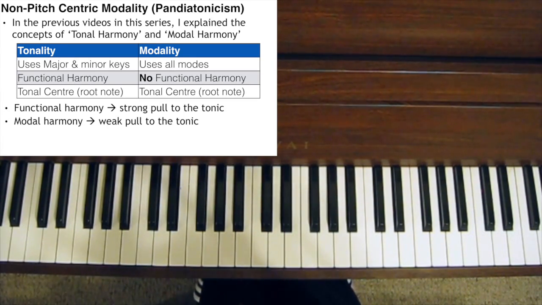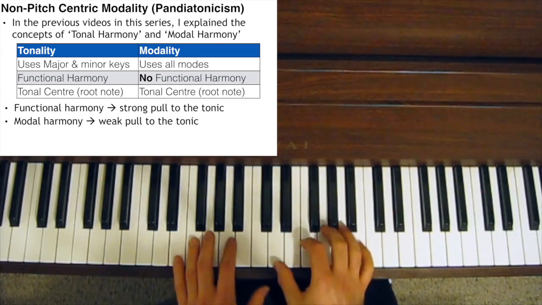And I defined modal harmony as using all of the available modes, having a non-functional harmony, but still having a tonal center. So then you get chord progressions which sound like this.